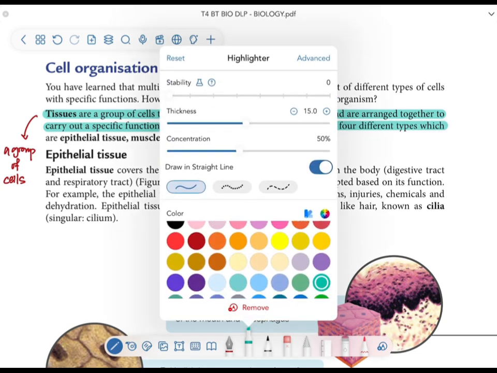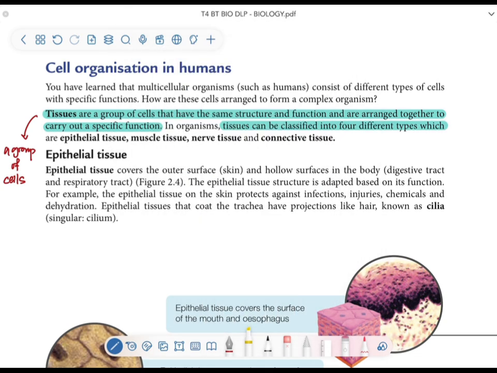In organisms, tissue can be classified into 4 different types, which are epithelial tissue, muscle tissue, nerve tissue, and connective tissue. These are the 4 major types of tissues that you need to know.